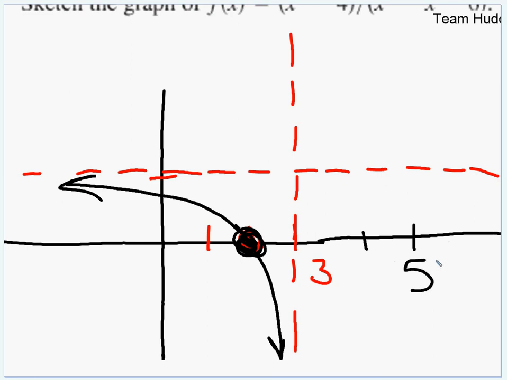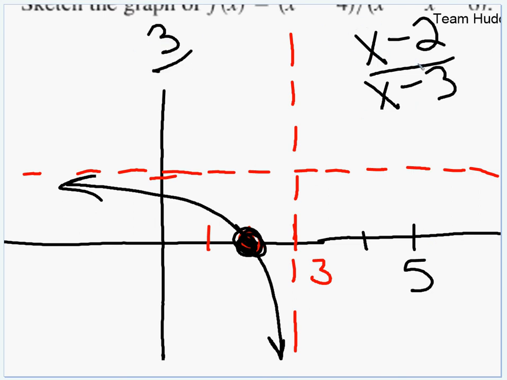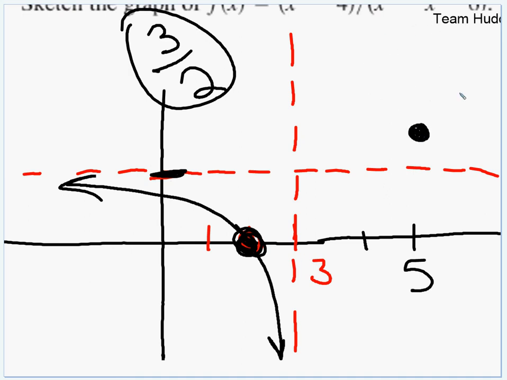And what was our simplified function on that? X minus 2 over x minus 3. If I put a 5 in there for the x's, 5 minus 2 is 3. 5 minus 3 is 2. So 3 halves. Remember, this horizontal asymptote is at 1, and that number is bigger than 1, so that puts us up here. So if I start heading to the left, we'll be guided up. To the right, we will approach the horizontal asymptote.